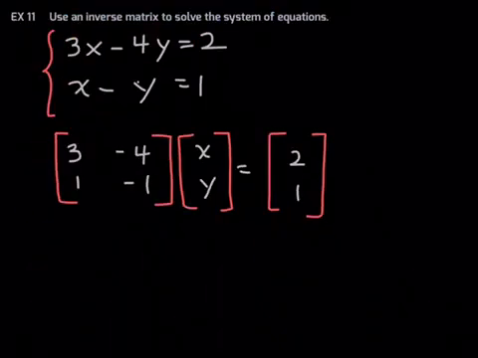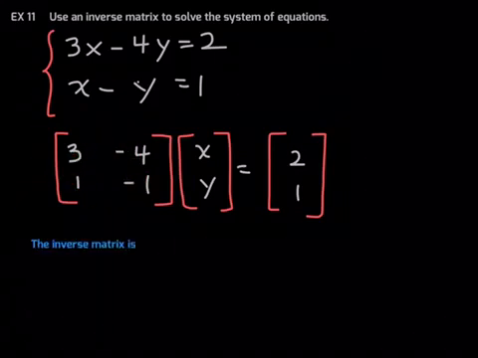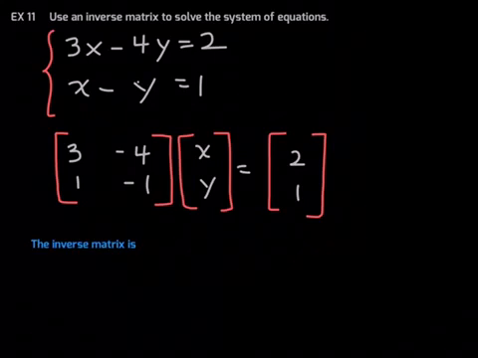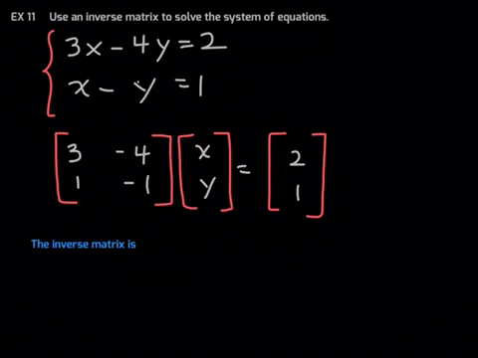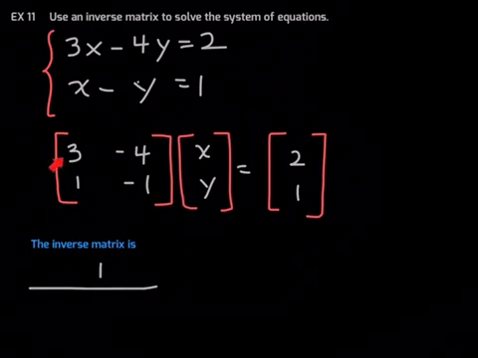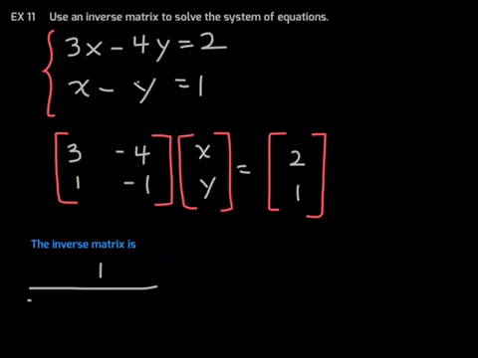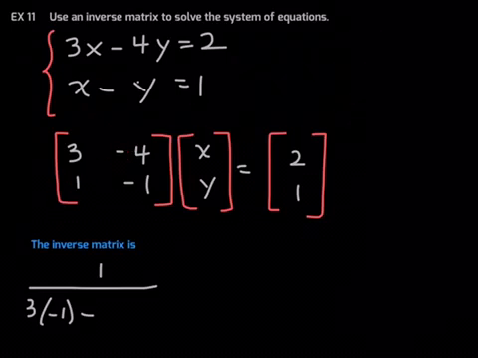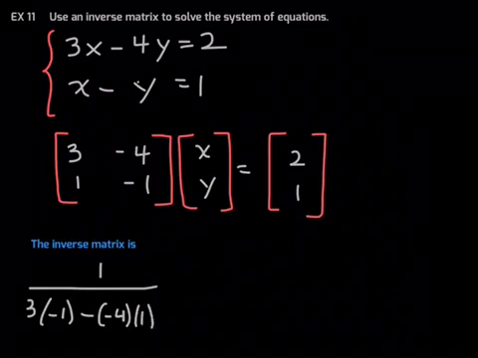So this is where we left off. And what we need to do is multiply on the left-hand side here by the inverse of this matrix. So let's do it now. Tell you what, let's find the inverse matrix first before we actually start multiplying. So here it is, 1 over AD minus BC. So it'll be 1 over, okay, AD minus BC. So it'll be 3 times negative 1 minus, and then BC, which is negative 4 times 1. Okay? That's 1 over AD minus BC.